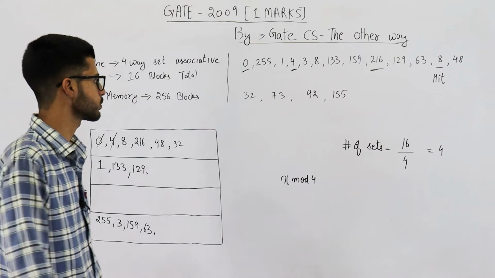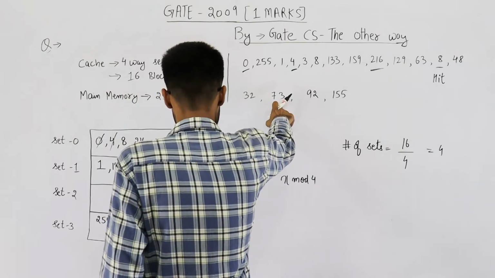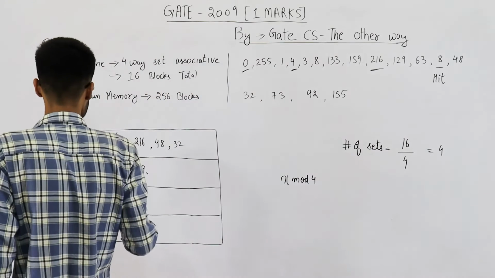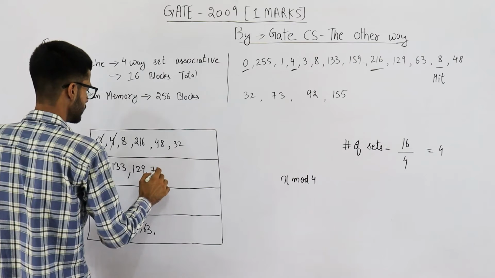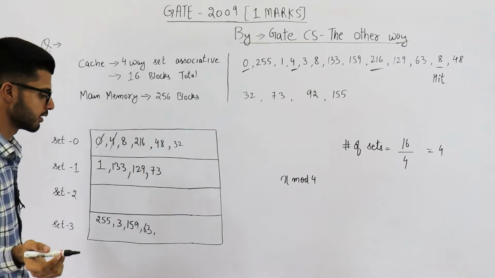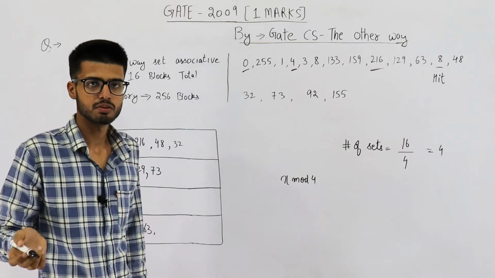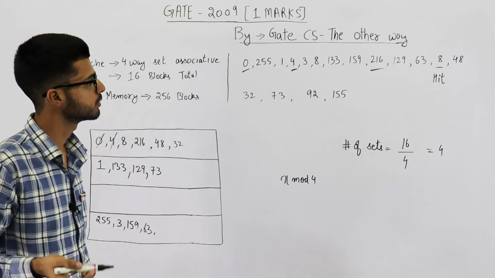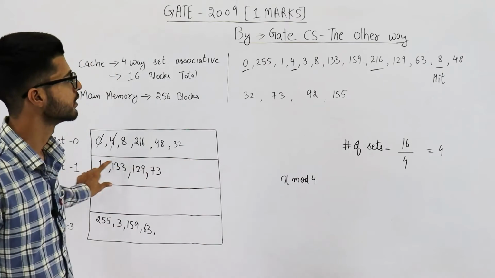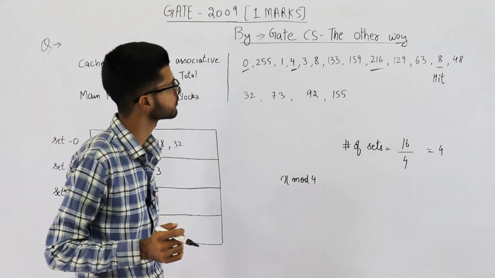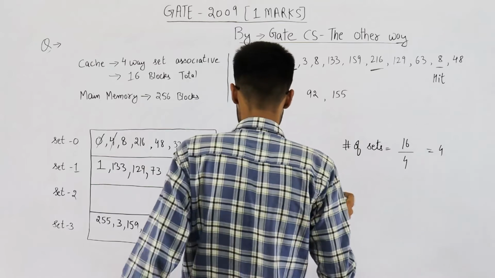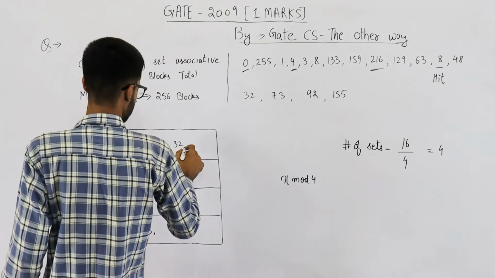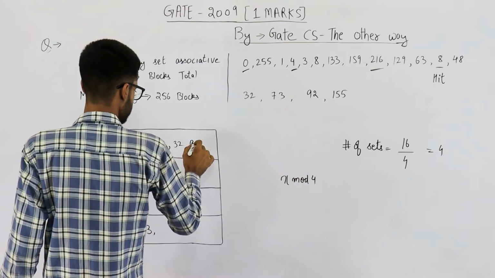Okay. Next one is 73. Let's see where it gets mapped onto. 73 will go in set number 1. 72 is divisible by 4, so 73 goes to the remainder 1 column. So next one is 92. 92 is divisible by 4, because the remainder is 0. So we'll be placing it here.